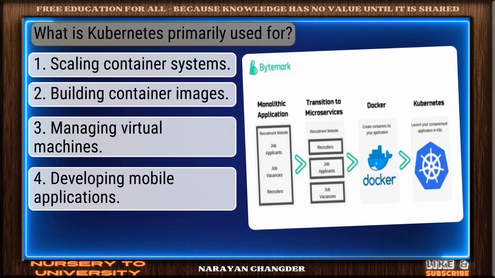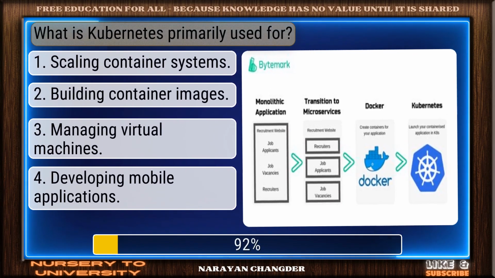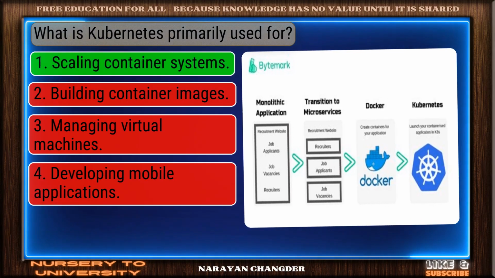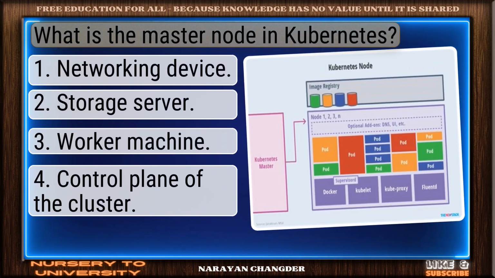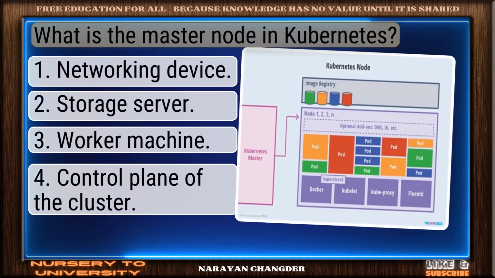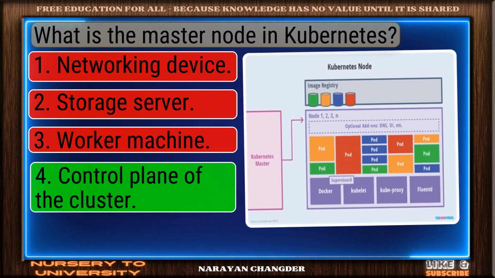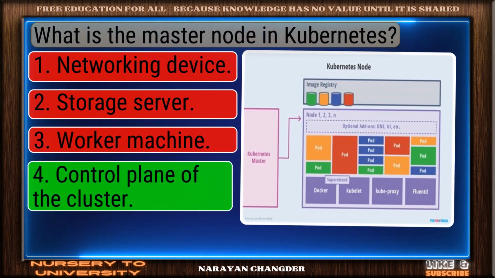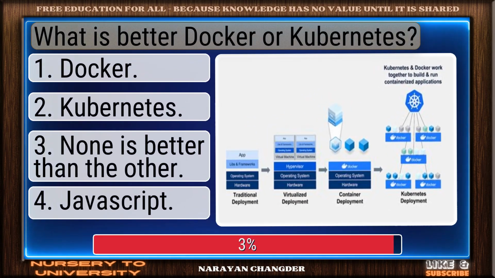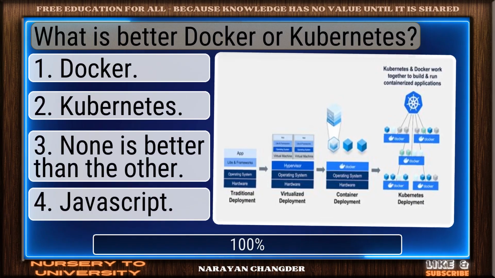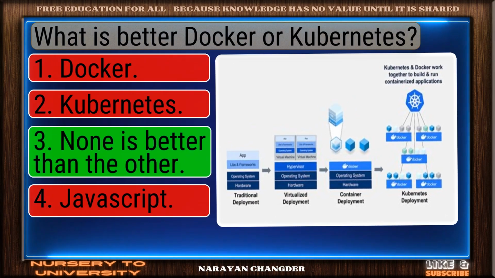Question number 66. What is Kubernetes primarily used for? Excellent choice. Scaling container systems is the right answer. Question number 67. What is the master node in Kubernetes? Excellent. Control plane of the cluster is a brilliant choice. Question number 68. What is better, Docker or Kubernetes? You got it. Your choice, none is better than the other, is right.